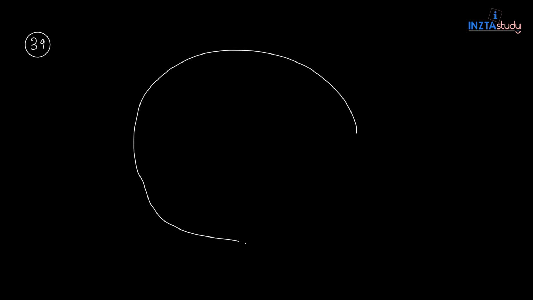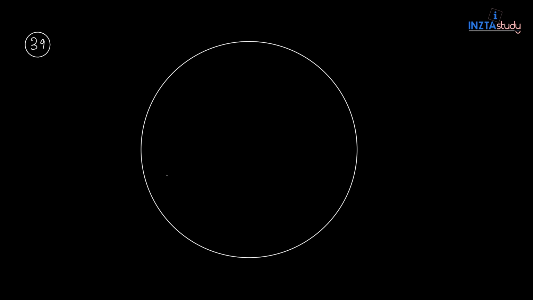Hello everyone. So now we are going to look at problem number 39 of the chapter Simple Harmonic Motion. In this question, it is given that there is a big circular curve, that is an arc, suppose the arc is given like that.